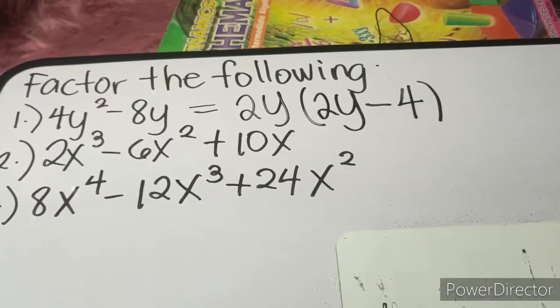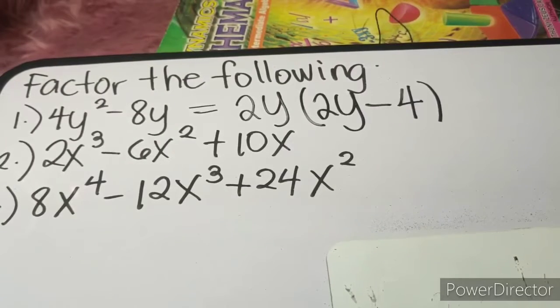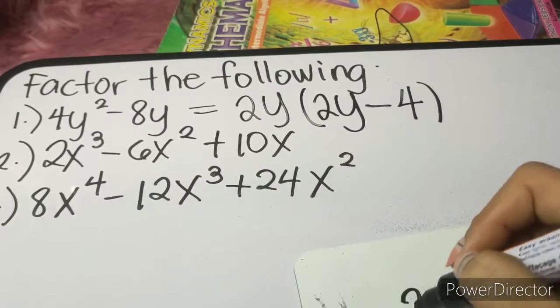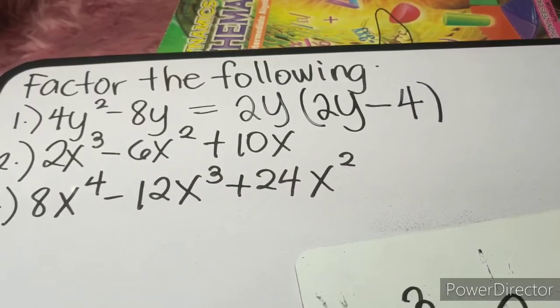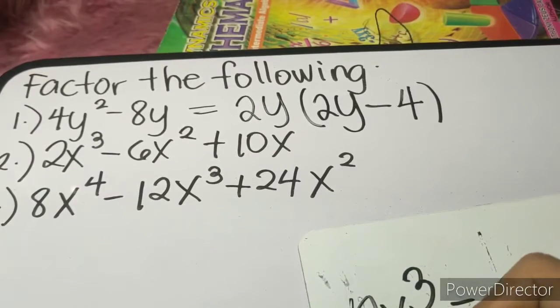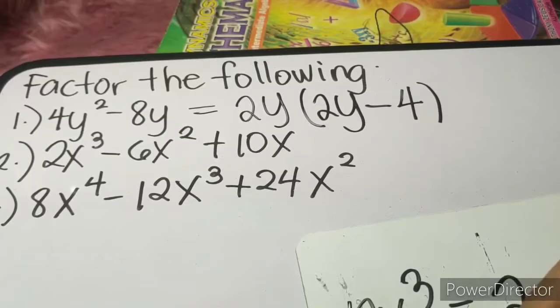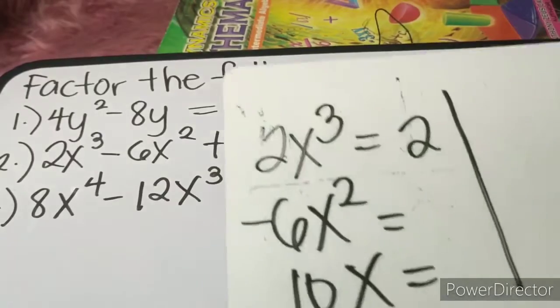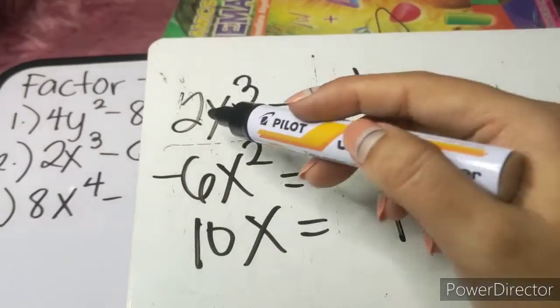Okay, let's do that again on number 2, which is the 2x cubed minus 6x squared plus 10x. Gawin din natin yung ginawa ko kanina. So, dahil 2x cubed to, ang factor niya ay 2. Mamaya na pala yung number. So, ito muna. Negative 6x squared and positive 10x. So, 2 lang yung factor ni 2.